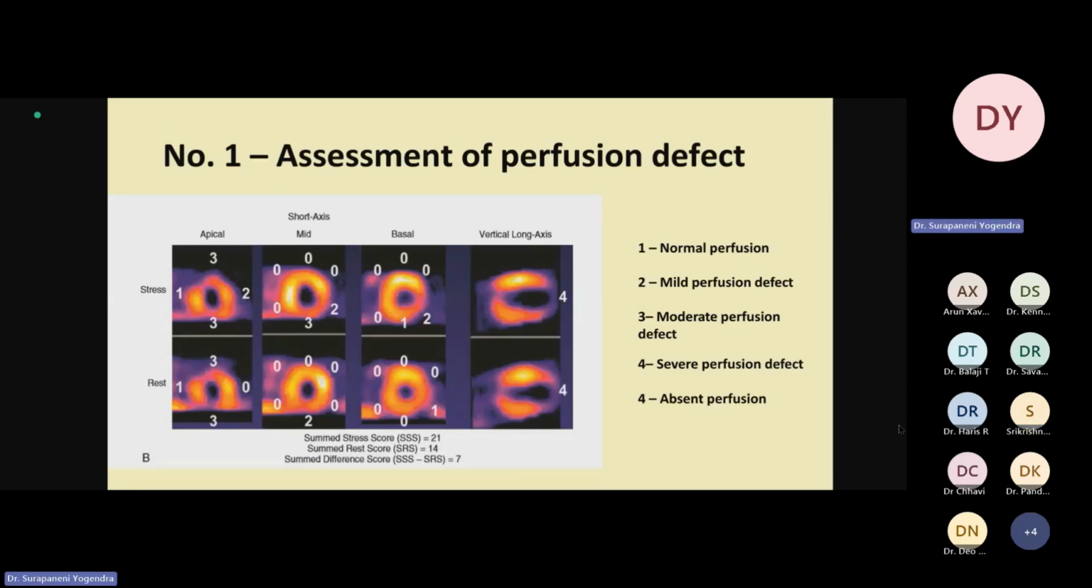A scoring system is used for semi-quantitative visual assessment of perfusion defects, at stress and at rest. A score of 1 denotes normal perfusion. A score of 2 represents mild perfusion defect. A score of 3 gives moderate perfusion defect, and 4 gives severe perfusion defect or absent perfusion.